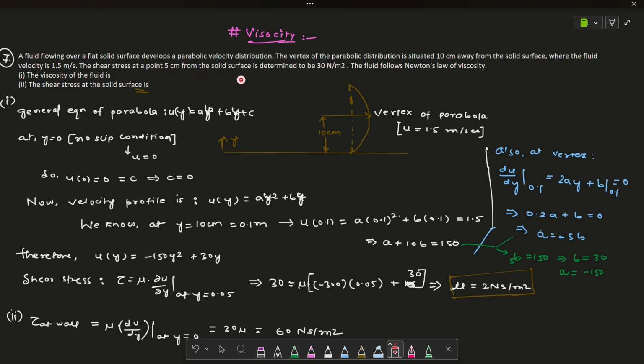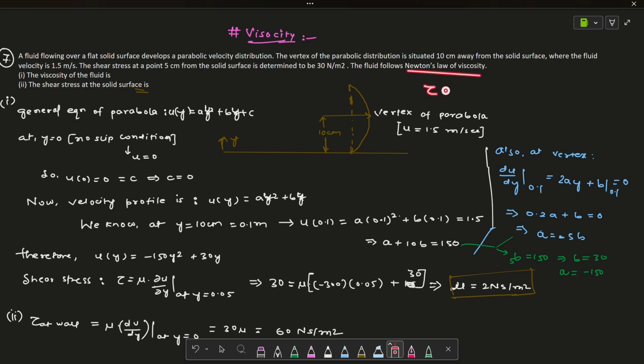The shear stress at 5 centimeter from the solid surface is given as 30 Newton per meter square. It is tau at 5 centimeter. Okay, it is given. The 5 centimeter is from this solid surface, that's why I have written y here. That means this is y equal to 0, this line. And the fluid follows Newton's law of viscosity.